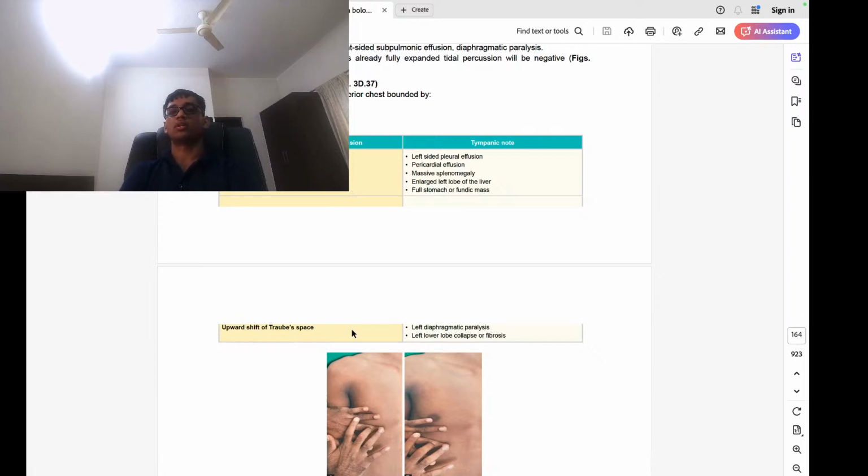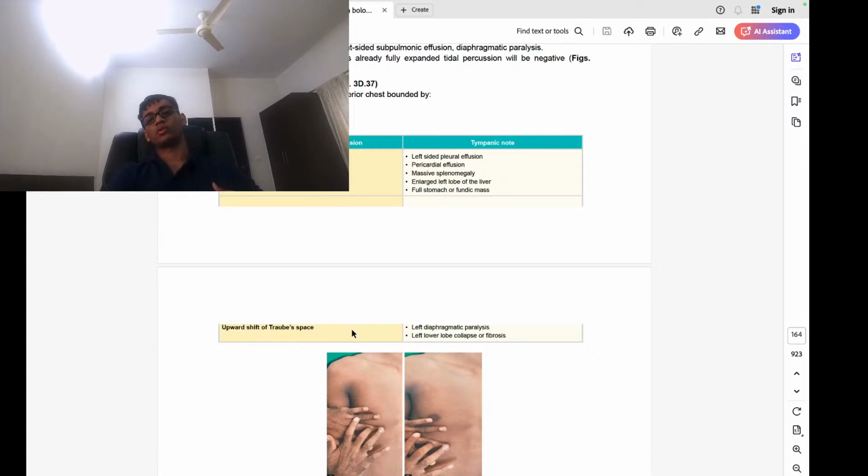On Traube's space percussion, you may have obliteration of Traube's space. Normally the tympanic note is seen in the left side. Obliteration is seen in left pleural effusion, pericardial effusion, massive splenomegaly, enlarged left lobe of the liver, full stomach or a funding mass. Upward shift of Traube's space is seen in left diaphragmatic paralysis and left lower lobe collapse or fibrosis.